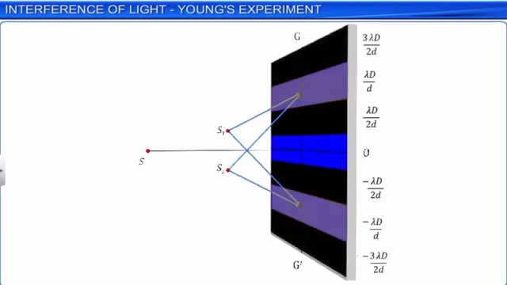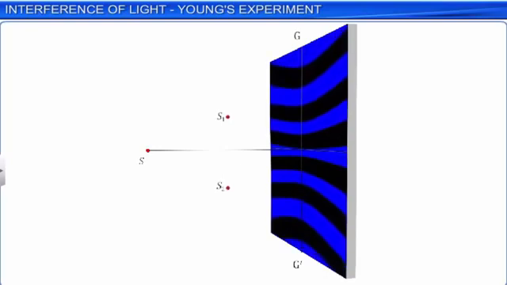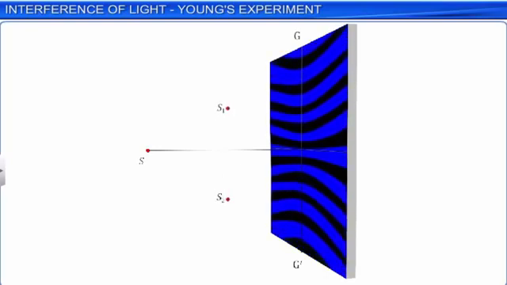Note that a particular fringe corresponds to the locus of points with a constant path difference of S2P minus S1P. Mathematically, the locus of such points represents a hyperbola. In fact, the fringe pattern is strictly a hyperbola. But for a large distance D, the fringes will be very nearly straight lines.